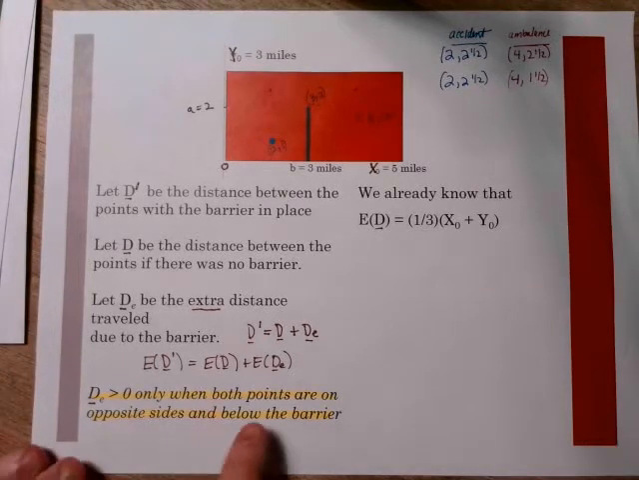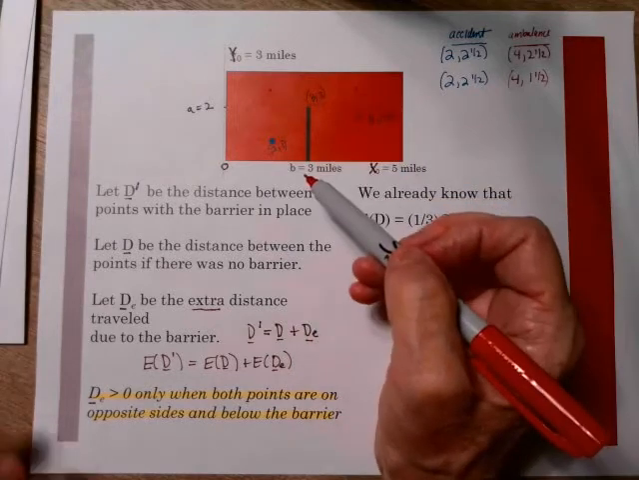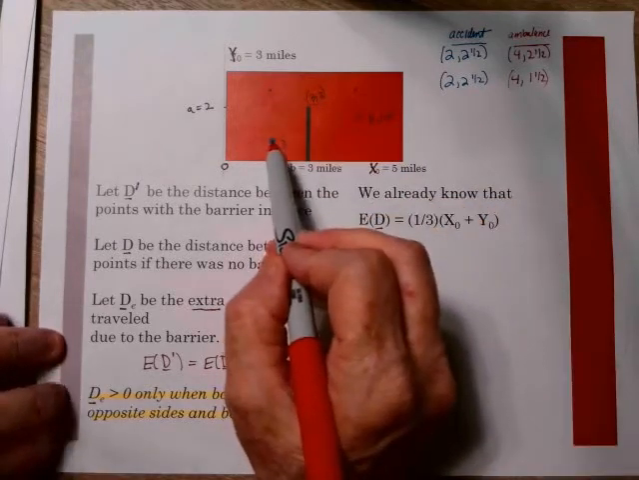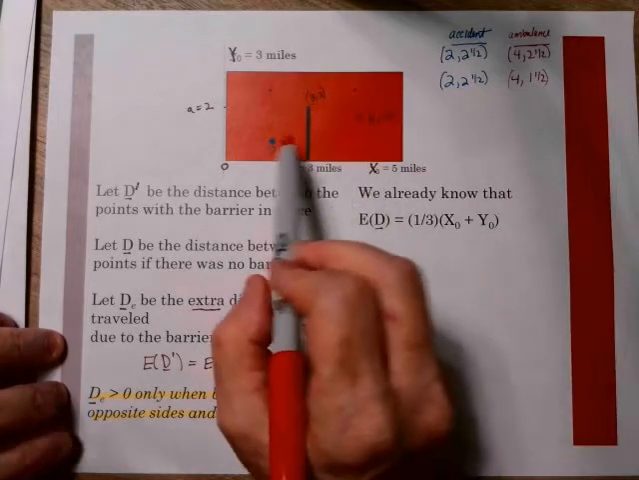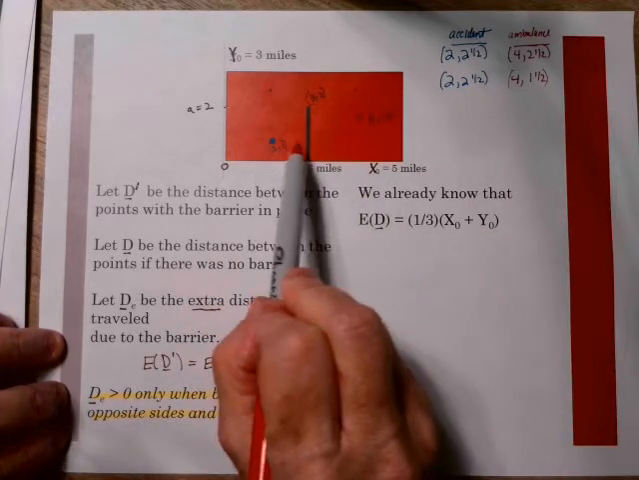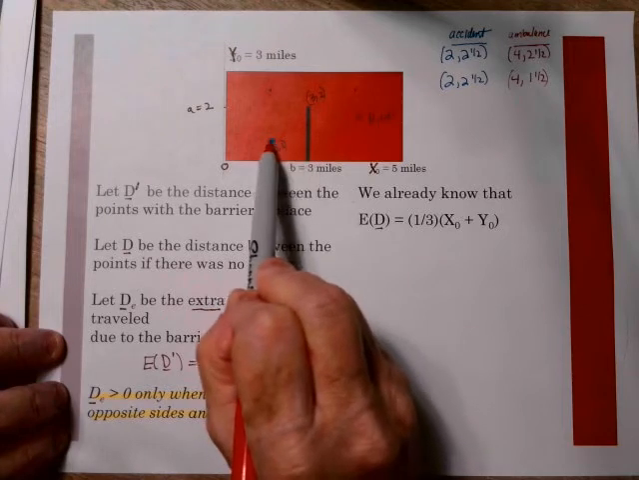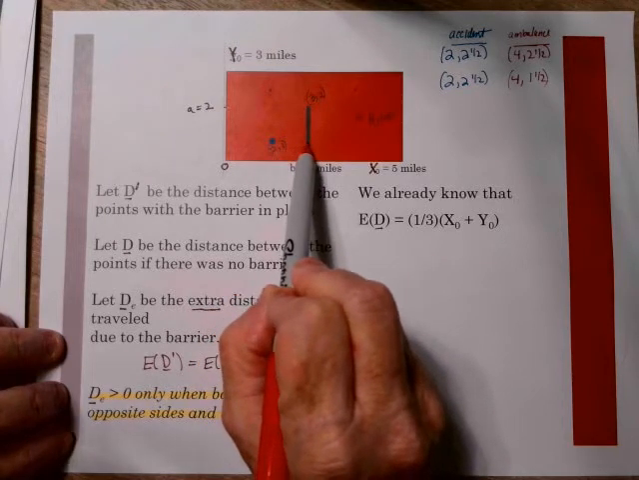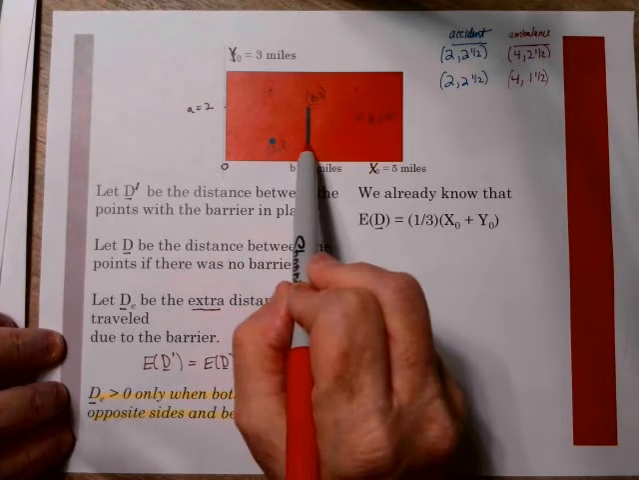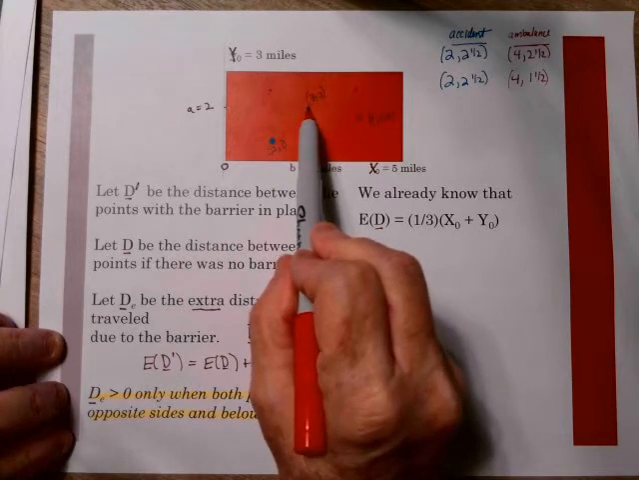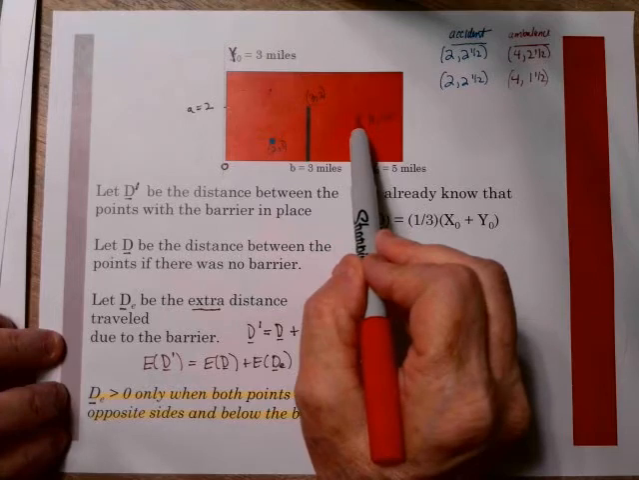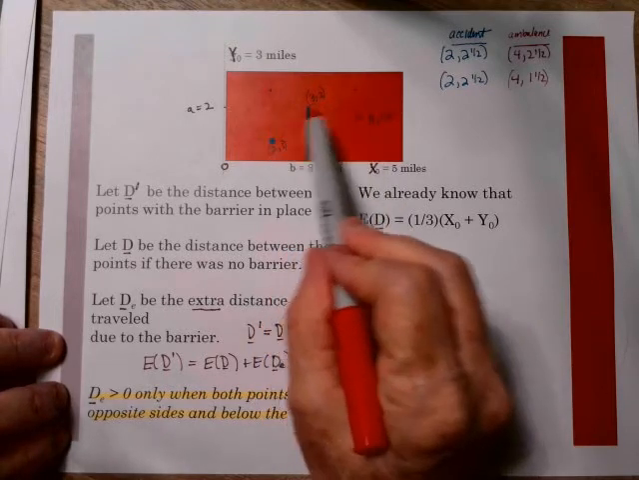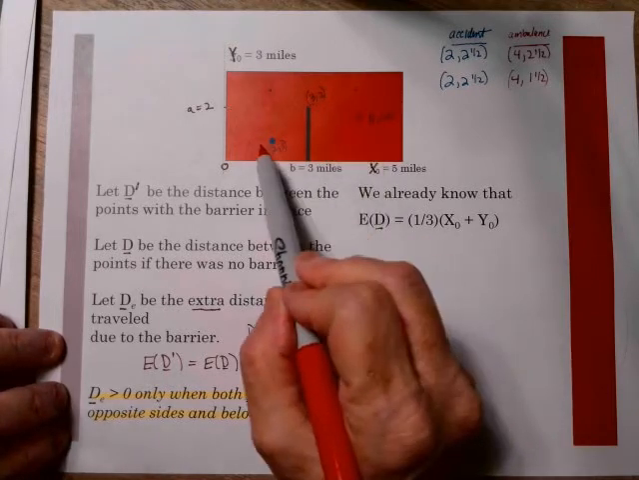So we only have extra distance when both points are below the barrier, because in order for me to get from the blue to the red or the red to the blue, I can't go through the barrier. So I'm going to have to go from 2 to 3, one here, and then from 2 to 3 here. So 1 plus 1 plus 1, which is 3, plus a half. So it's going to take me 3.5 miles to get from here to here.